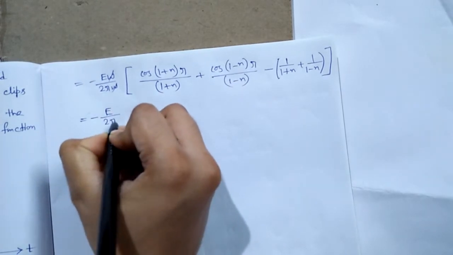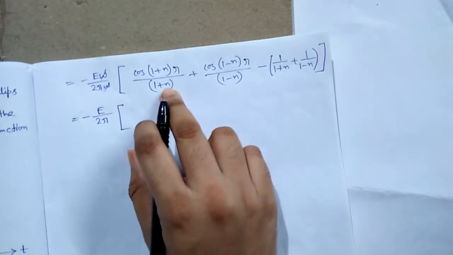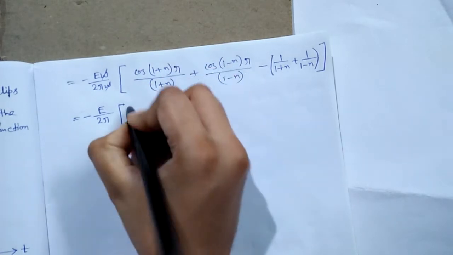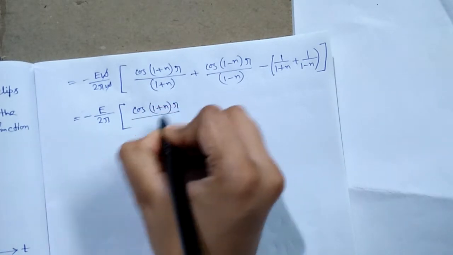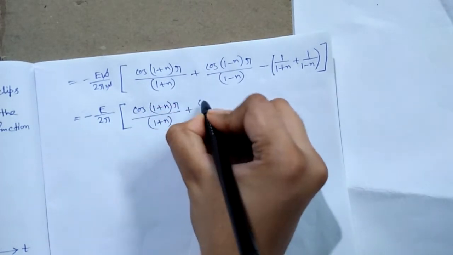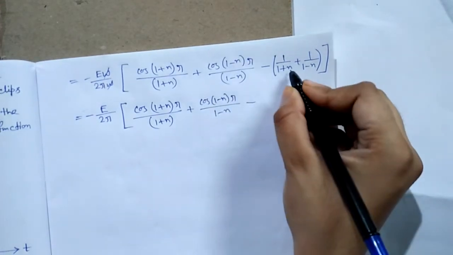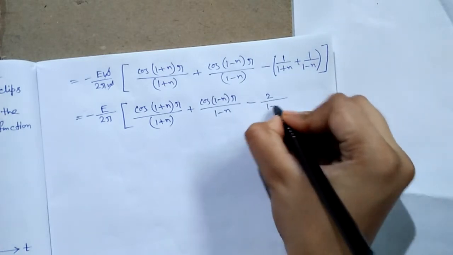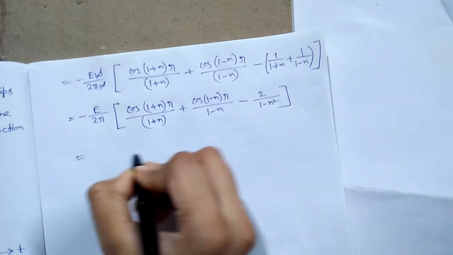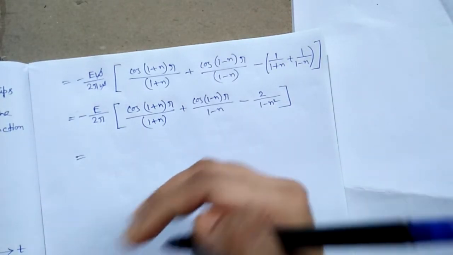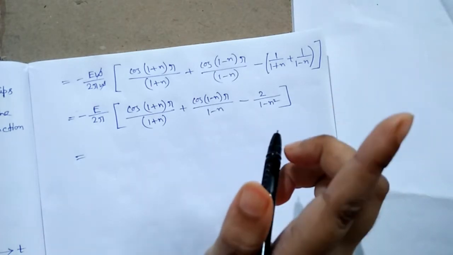Next, e by 2 pi. So see, cos (1 plus n) pi by 1 plus n plus cos (1 minus n) pi by 1 minus n. Now this is 2 by 1 minus n square. After simplifying, we get this. Now we have to split up in two sections, one is even and one is odd.